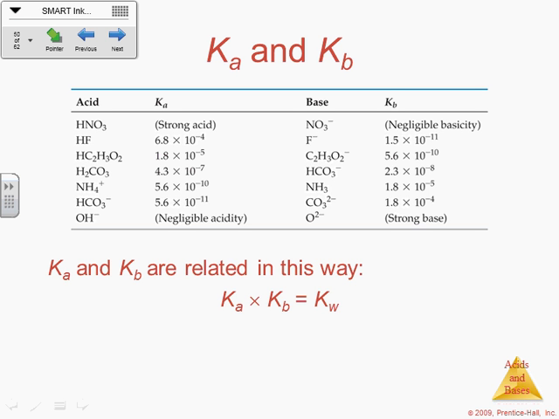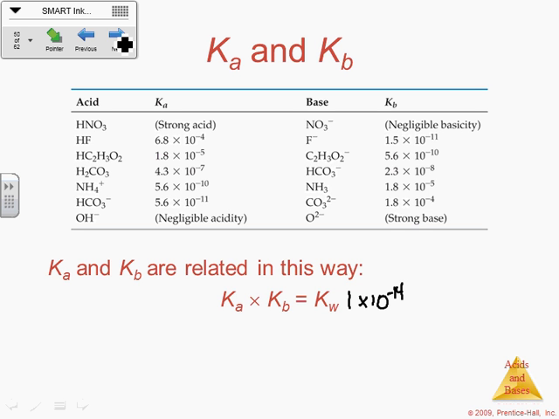So now notice here, this is actually putting numbers on something that we said earlier in the unit. If you've got something like HF, which is a relatively strong acid, okay? I mean, it's weak, but it's got a fairly large Ka compared to others. Well, its conjugate base, F minus, is going to be really weak, right? Because it's a much smaller number there for the Kb, all right? So stronger acid, weaker conjugate base. And now you can see it with numbers. But remember, Kw is 1 times 10 to the negative 14th.